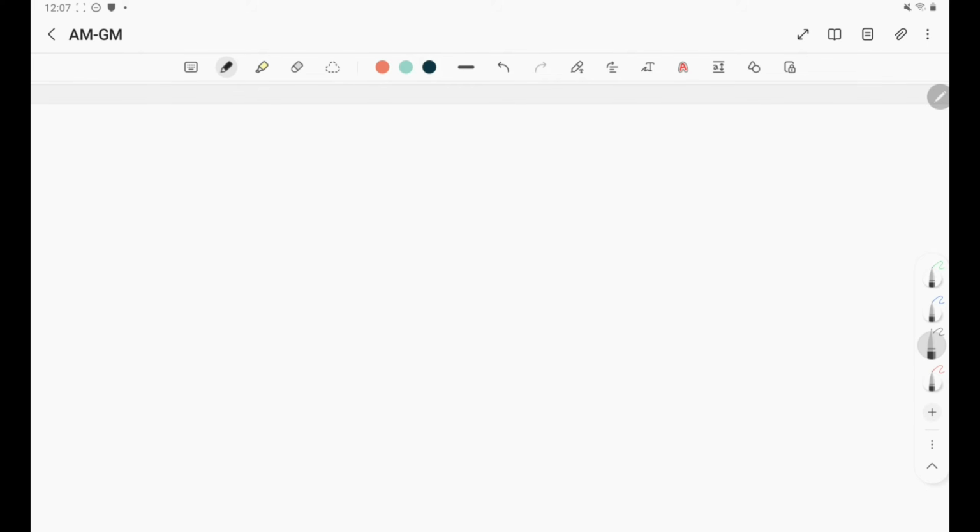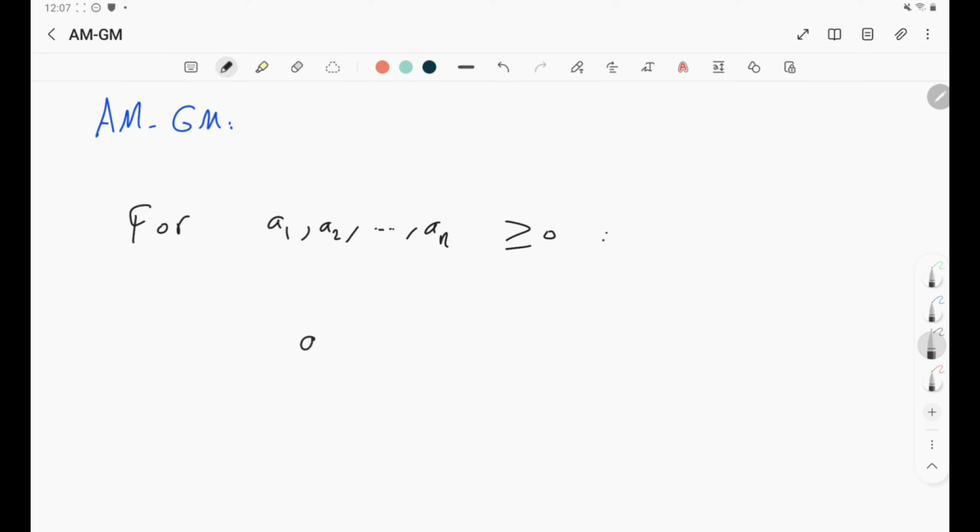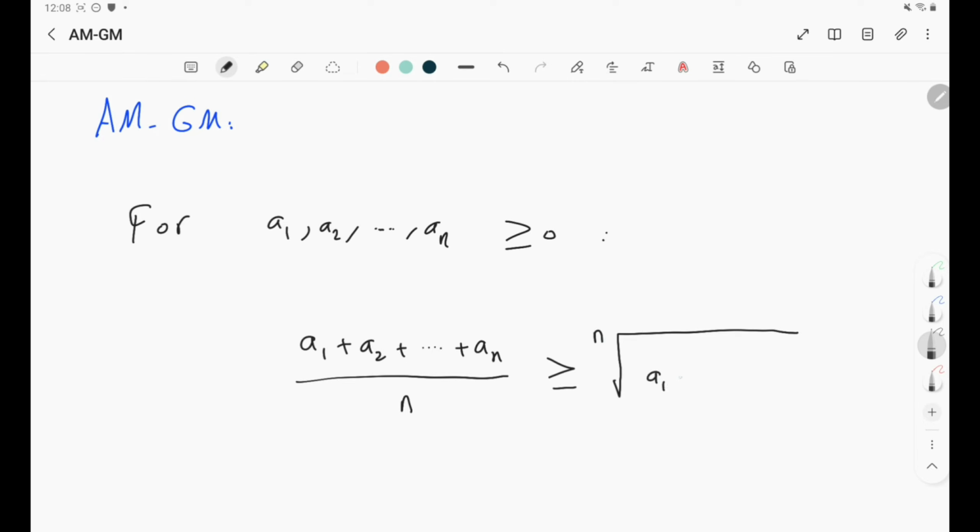So, the generalized version is the following. Let's say we have n numbers, a1, a2, up to an, and they are non-negative numbers. Then we have the following inequality: (a1 plus a2 till an) over n. We said it's the AM, right? The arithmetic mean, or the average. That's it. What is the geometric mean? Simple. The nth root of the product. So the AM is greater than or equal to the GM.